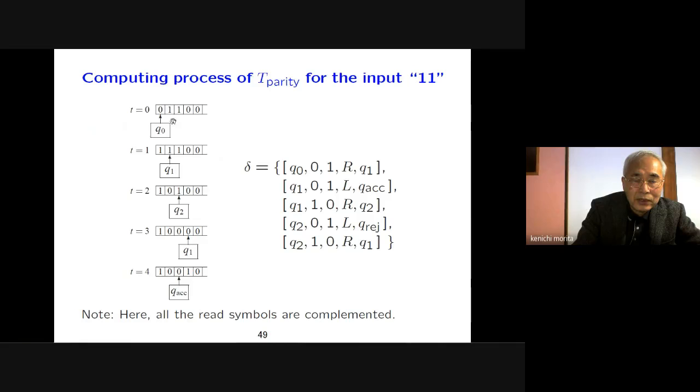For example, if a unary number 2 is given to this Turing machine, then it is accepted. And here all the read symbols are complemented. I will construct this Turing machine in the cellular space of ETPCA 0347 later.